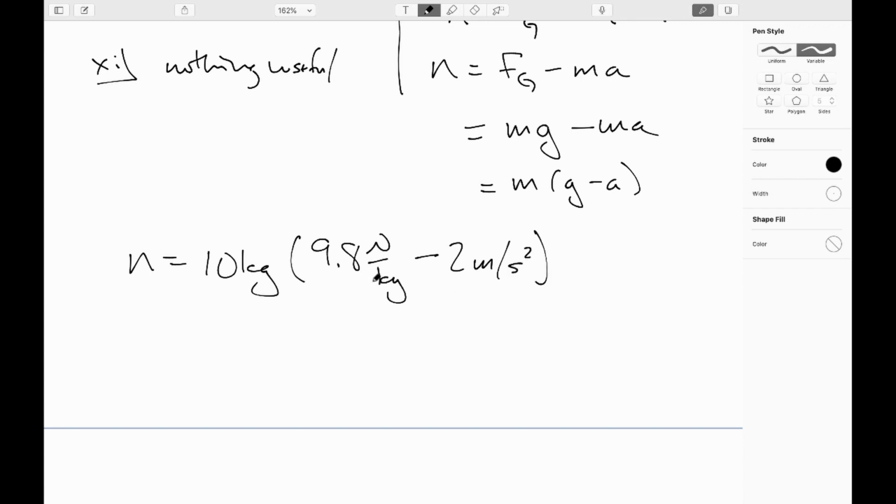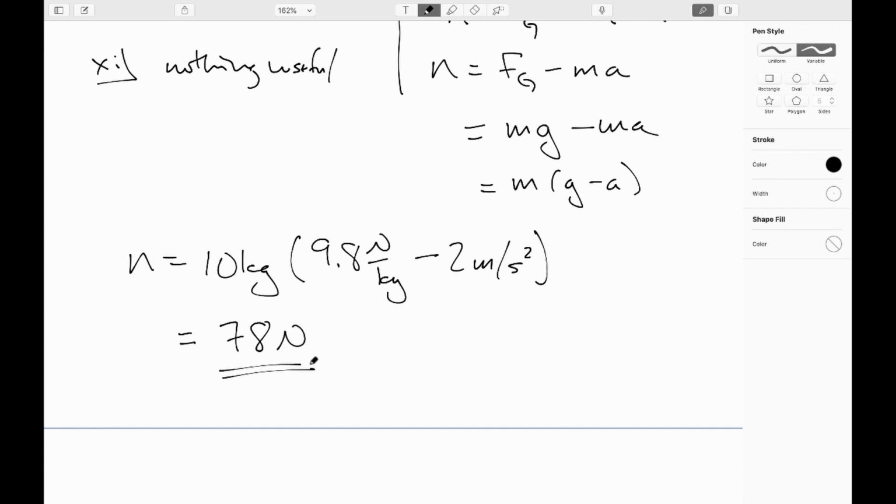Now the units are compatible because remember, newtons per kilogram is exactly the same thing as writing meters per second squared dimensionally. I just do this to remember that this is a gravitational field strength, which is not the same thing as our acceleration, which is 2 meters per second squared. Anyway, you go ahead and multiply it all through, you get 78 newtons.